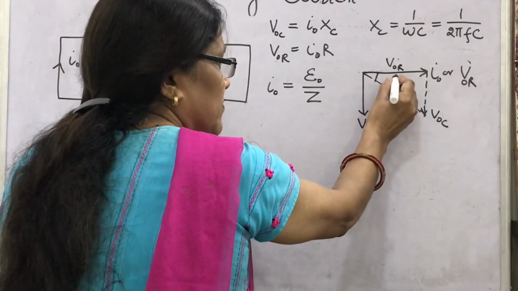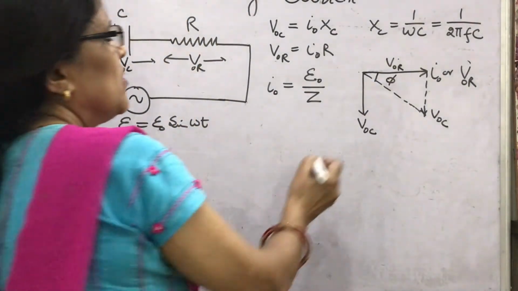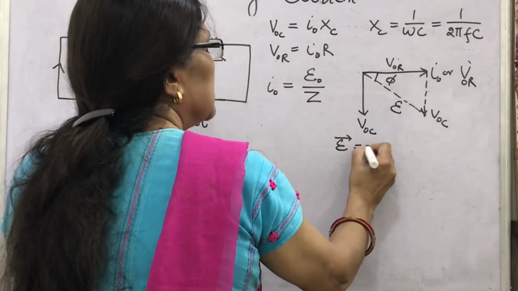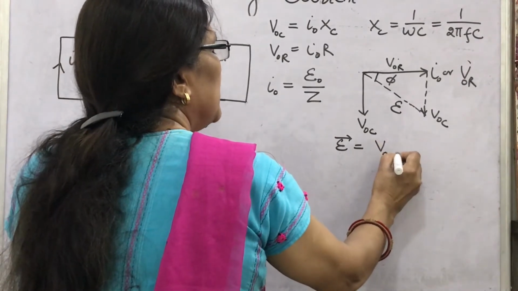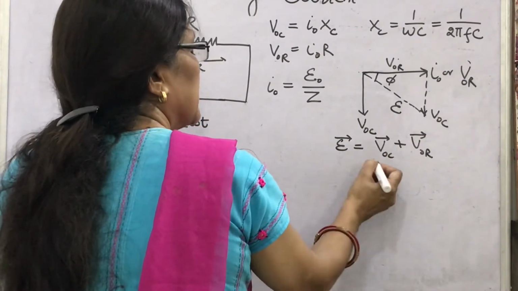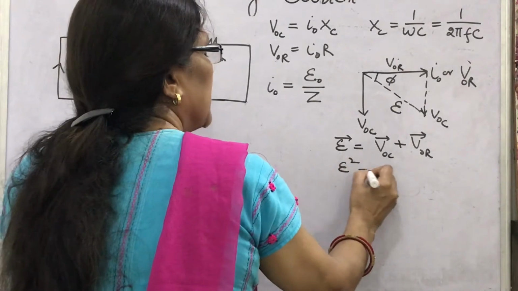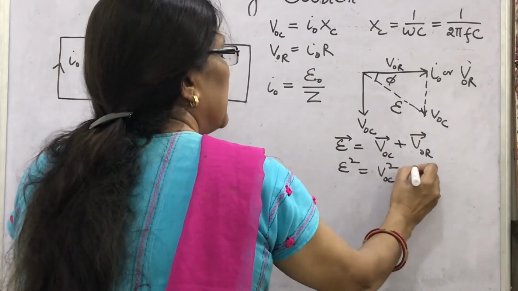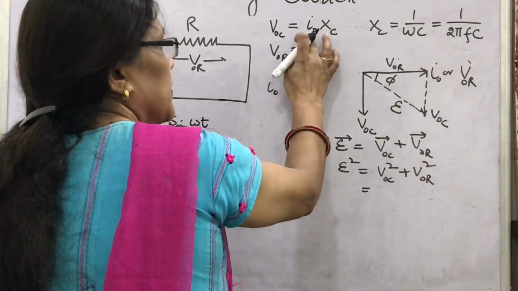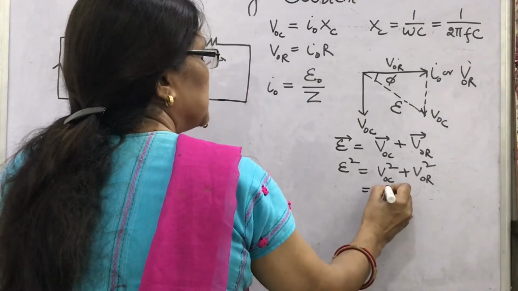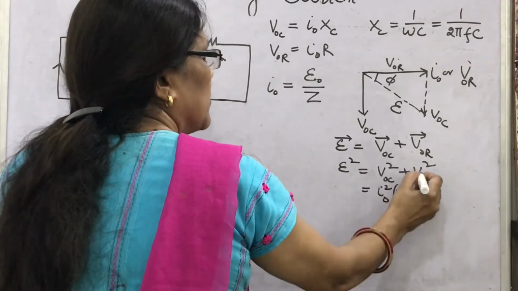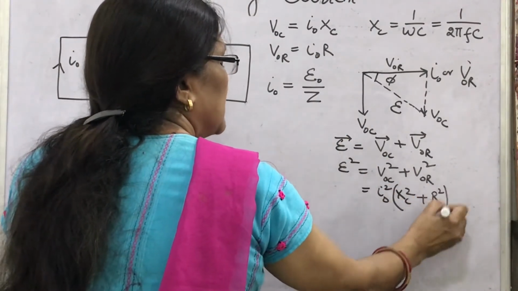If this is angle phi, then what will be this resultant voltage E? You can write the resultant voltage E as the vector addition of V naught C plus V naught R, or we can write E square equals V naught C square plus V naught R square. This is I naught XC, so I naught square XC square, plus this is I naught R, so you can take I naught square common, and this will be plus R square.